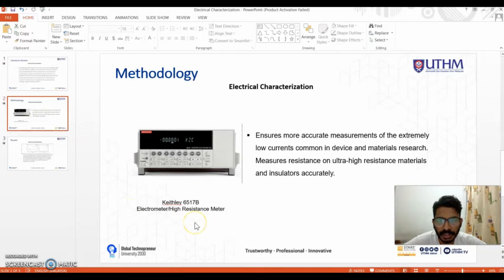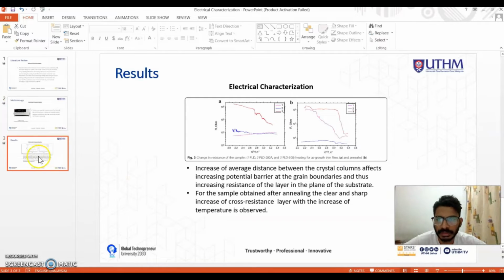This is a gate electrometer. It ensures more accurate measurements of the extremely low currents common in device and material research. It measures resolution on ultra-high resistance materials and insulators accurately.